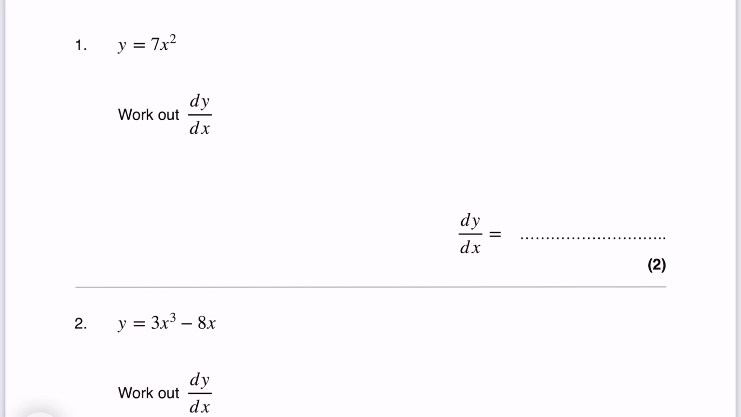Hi there, shall we start with the differentiation today? The part of the calculus most of the time is involved in the further math, but for some of the exam boards, it's also involved in the GCSE math.